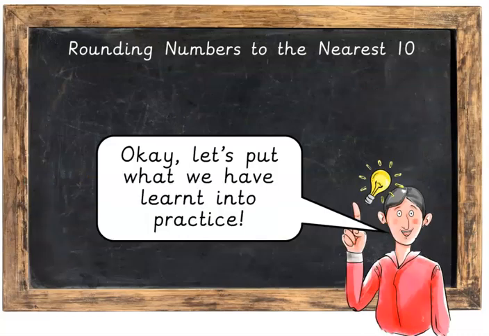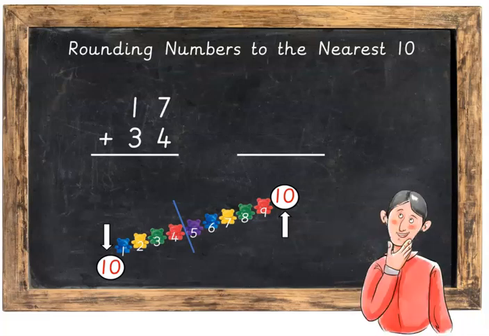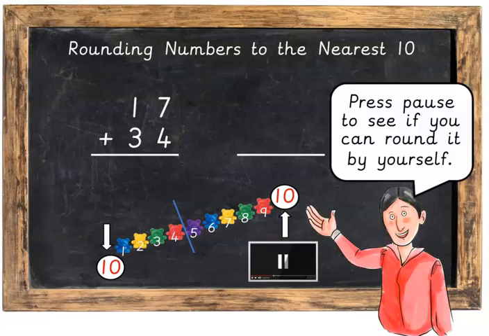Okay, let's put what we have learnt into practice. Here we've got the number 17 plus 34. Now, how would you round that? Press pause to see if you can round it by yourself and then unpause afterwards.